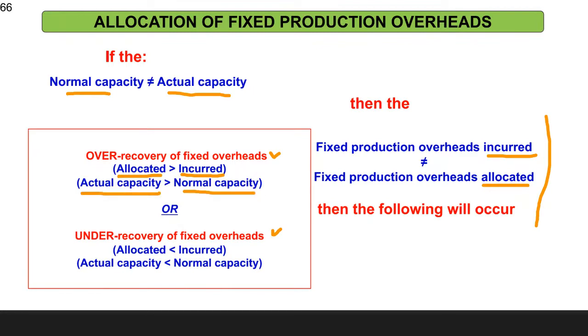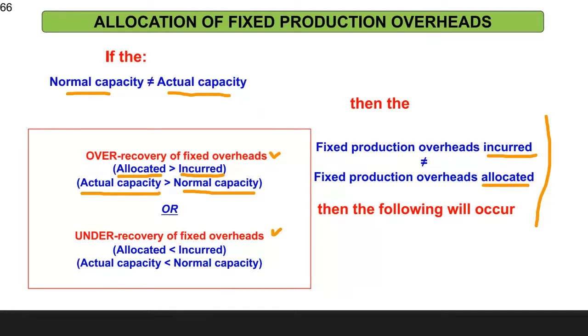So when we're reading the question, we can identify immediately a situation where there's an over recovery and where there's an under recovery, because we can say, okay, if our actual is higher than our normal, it must be over recovery, right?